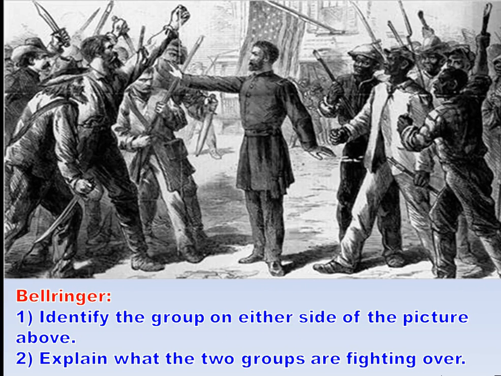Just like in class we do a bell ringer, here I want you guys to do a bell ringer as well. The first question: can you identify the group on either side of the picture above? Alright, think about it for a second. This is after the Civil War. We have just fought a major war on American soil over a couple different things. We've talked about that in class. So let's think who's on either side, and then try to explain what the two groups are fighting over.